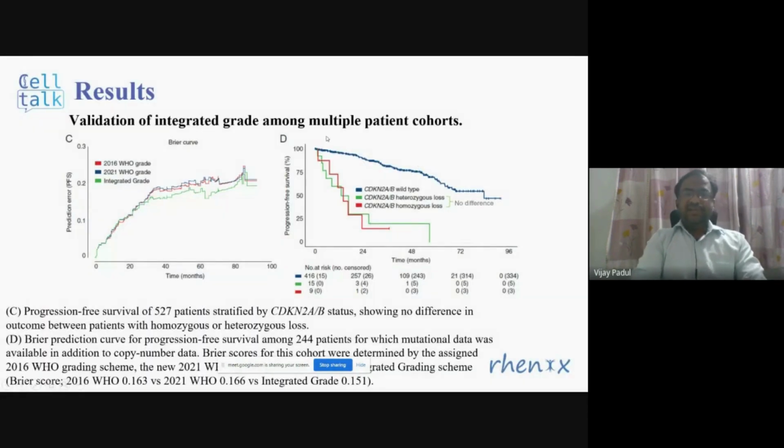Then validation of integrated grade among the multiple patient cohorts. So they have used 2016 WHO grade and 2021 WHO grade and integrated grade. Prediction error, as you can see through the Brier curve, is also very low for the integrated grade. Here, they compared the CDKN2A/B molecular status for the recurrence. There is no difference in the CDKN2A/B heterozygous loss or CDKN2A/B homozygous loss, though they are showing quicker recurrence as compared to those in which CDKN2A and B were wild type.